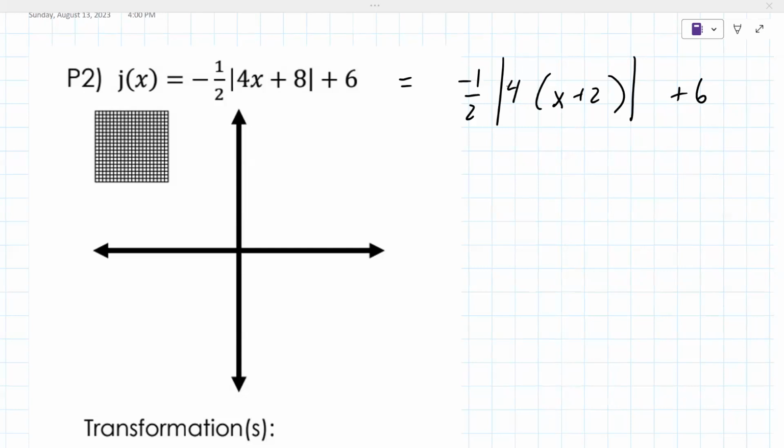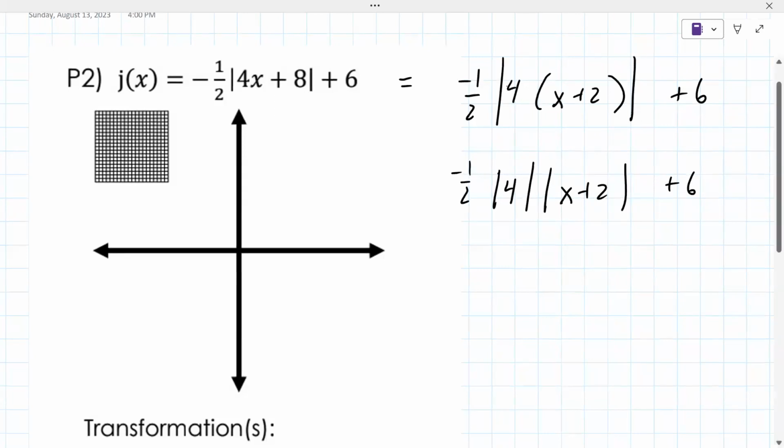So now we need to put below that -1/2 and the absolute value of 4. Good. So -1/2 times the absolute value of 4 times the absolute value of x plus 2, plus 6. Notice the -2 out front, and that's important. It's not like you multiply and then take the absolute value, treating them separately.